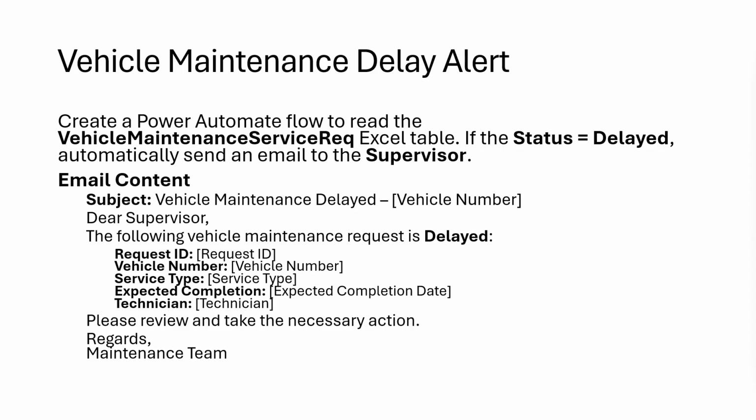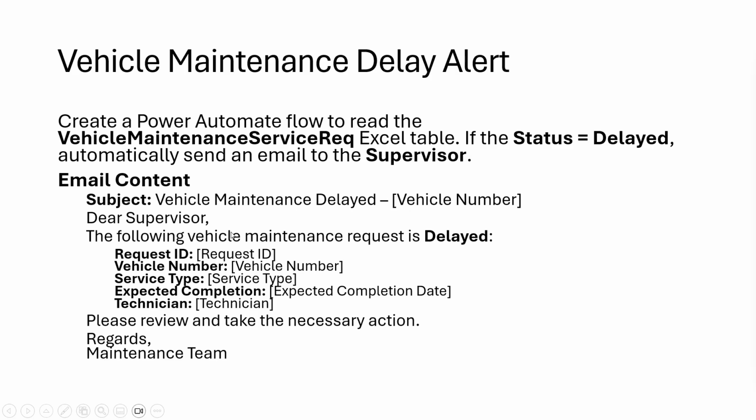There is an Excel table available, vehicle maintenance service. Data is now available in the Excel table. Last session we saw the data available in Forms. Now it's available in an Excel table. We have to scan through the Excel table. If the vehicle maintenance is delayed, I want to send a mail to my supervisor. Vehicle maintenance delayed. This is my vehicle number. Dear supervisor, following vehicle maintenance delayed. Please review and take action against it.